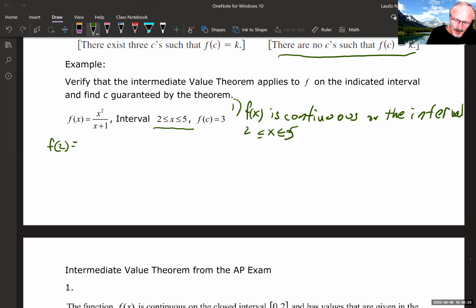F of 2 is equal to 4/3, and the other endpoint is 5, so we end up with 25/6. Okay, so the other condition that we must absolutely have is that the desired quantity, in this case, the y coordinate of 3, has to be between the y coordinates of the two endpoints.